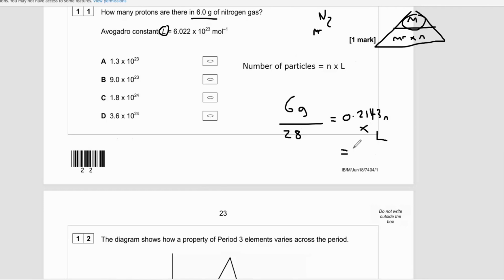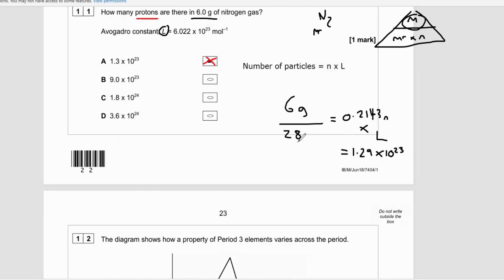So now we're going to times n by L to get the number of particles. 0.2143 times 6.022 times 10 to the 23, which is L, gives us 1.29 times 10 to the 23. A lot of people are going to make a mistake here and put A. A is the correct answer. But of course, A isn't the correct answer because the question asks for how many protons there are.